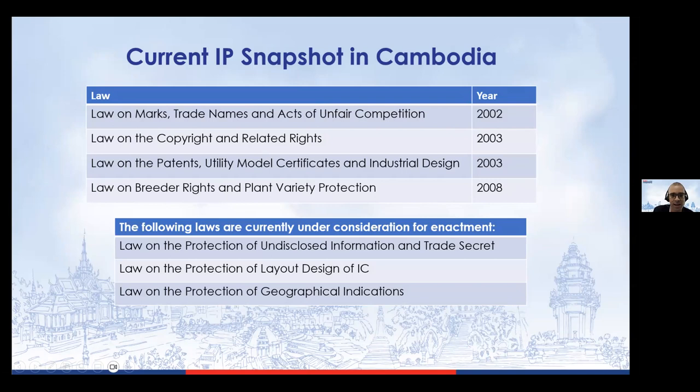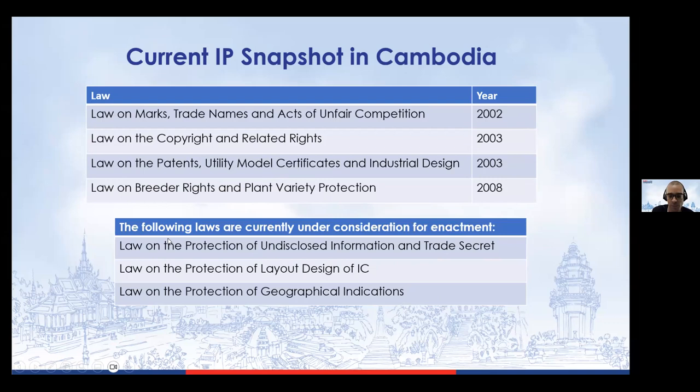But just to give you an idea of what Cambodia is doing right now on the regulatory front, we have a series of laws here that have already been enacted. We have laws that are coming in the pipeline. Cambodia is also party to some global entities that work on IP, including the Berne Convention and the WTO's agreement on trade-related aspects of intellectual property. So I won't read each one, but the government is doing its part to catch up on the regulatory side. Enforcement is still an issue, I would say.